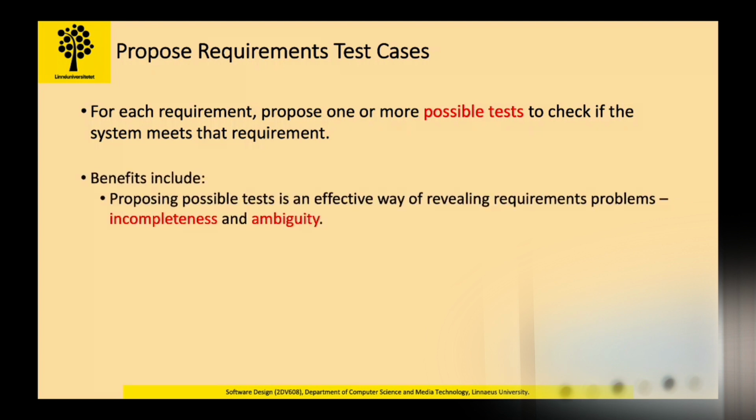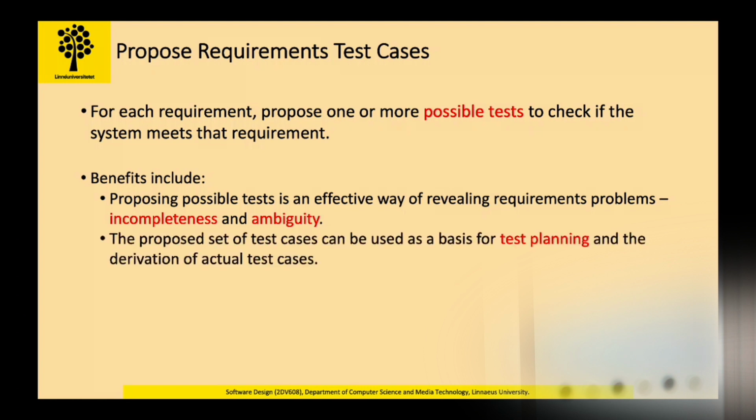And if you can do it, that means you remove the ambiguity or incompleteness from the requirements. The test cases that you are proposing for requirements that are not yet implemented, you can also use for future test planning. Basically, the test engineer or software tester is responsible for proposing these test cases. He will look at the requirements and come up with some possible test cases. And if he cannot do it, that means your requirement also has problems.